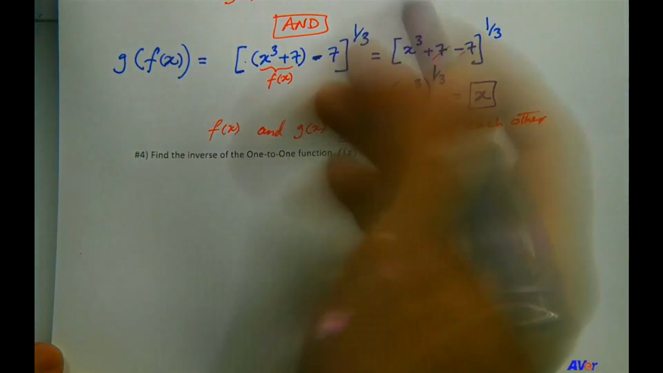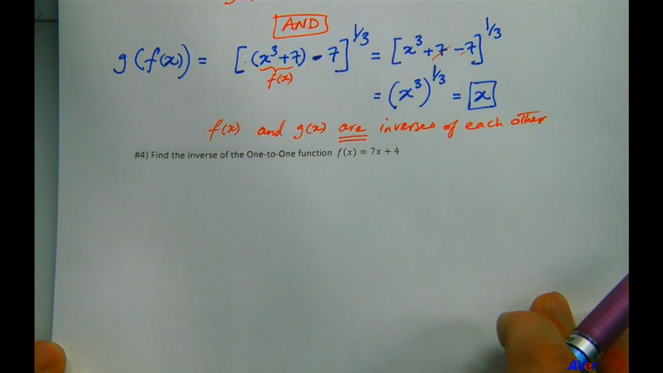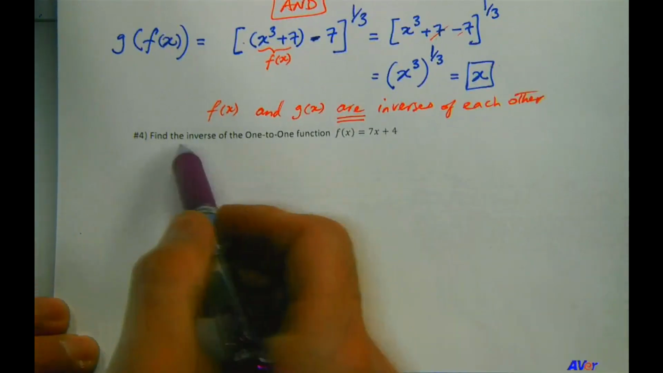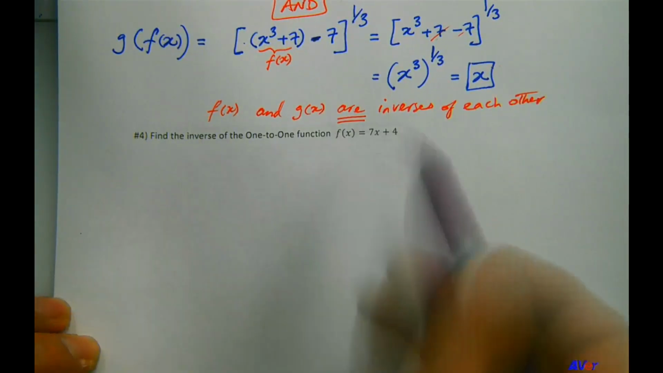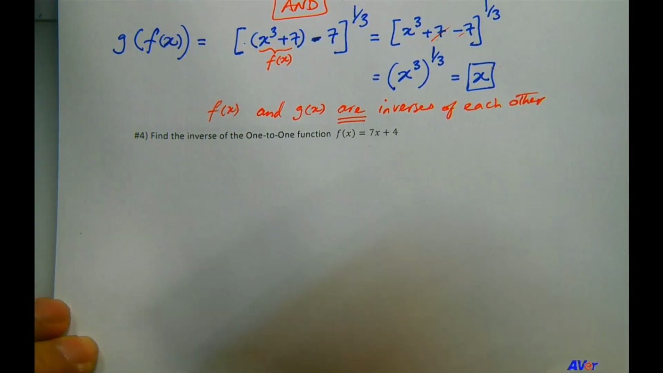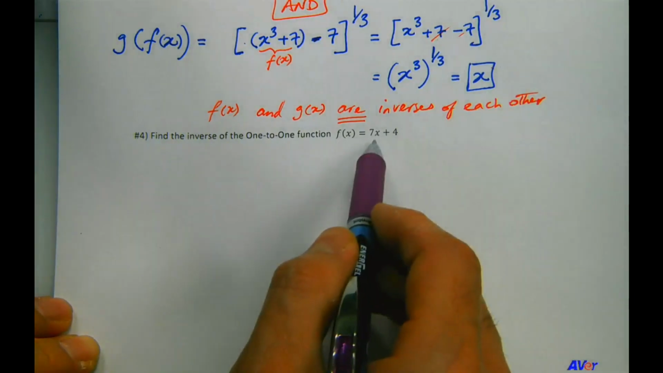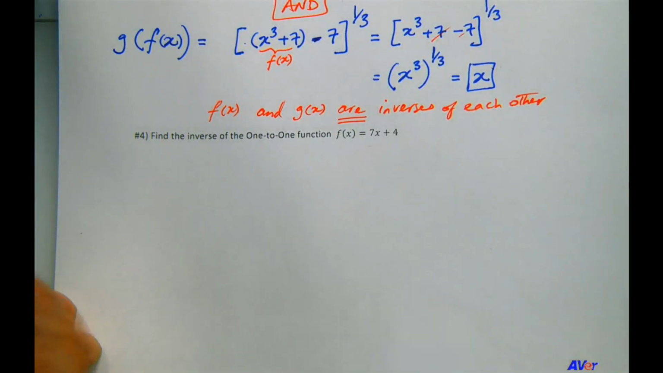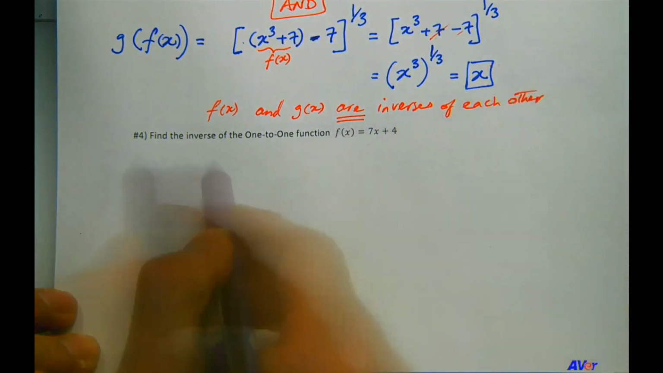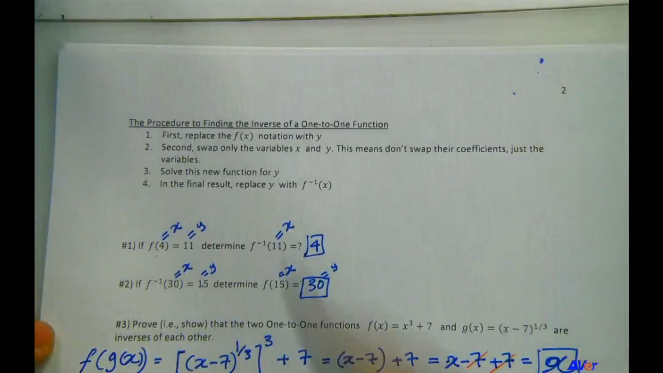Okay, so now that we've gone through proving how we can show that two functions are or are not inverses of each other, let's find the inverse of a one-to-one function. This is definitely a one-to-one function because the graph of this is just a straight line, and a horizontal line definitely intersects it at only one point. So it'll quickly pass the horizontal line test.